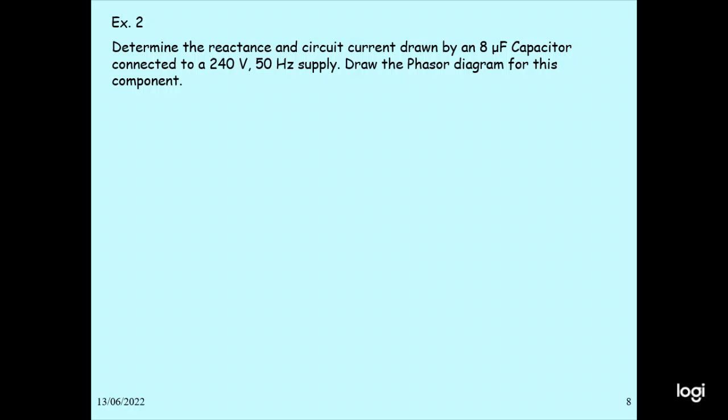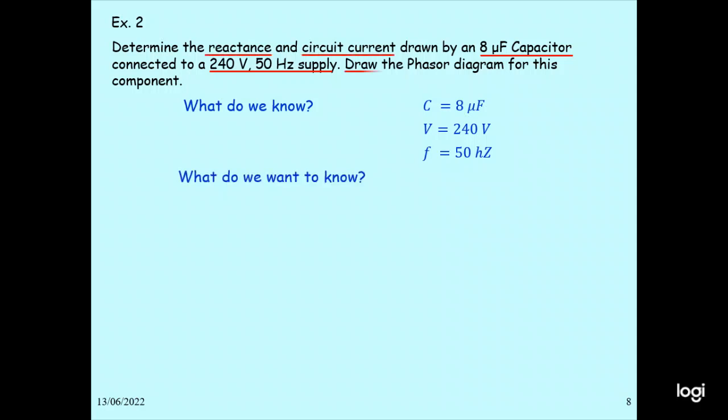Determine the reactance and the circuit current drawn by an 8 microfarad capacitor connected to a 240 volt 50 Hz supply. Draw the phasor diagram for the component. What do we know? C equals 8 microfarad, V equals 240 volt, f equals 50 Hz. What do we want to know? Xc equals 1 by 2 pi fC, I equals V by Z. So CIVIL, so we calculate.